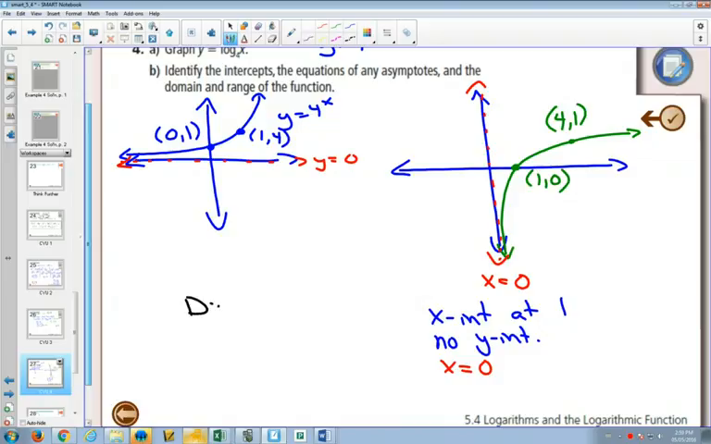And finally, if we are figuring out our domain and our range, well, the domain of your exponential is everything. That means the range of your logarithm is everything. The range of our exponential is y is greater than 0. That means the domain of your log function is x is greater than 0.